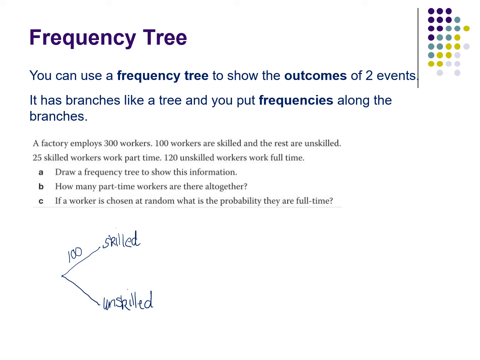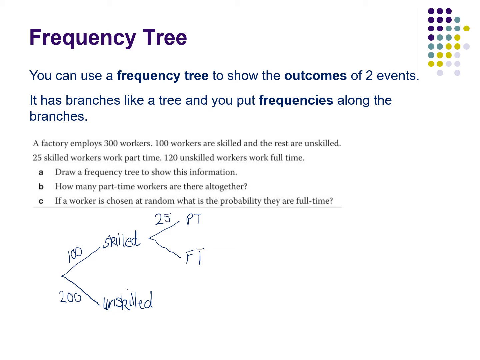Well, it's not too difficult to work out. If there are 300 in total, 100 are skilled, then that means that we're going to have 200 unskilled, which we'll write along there. Okay, now we're going to continue building up our tree with some more branches. Both the skilled and the unskilled workers can then be broken down into two more categories. First one is part-time, I'm just going to call PT, and the second one is full-time, which I'm going to call FT. And again, we can write some numbers along those branches because from the skilled workers, 25 are part-time.